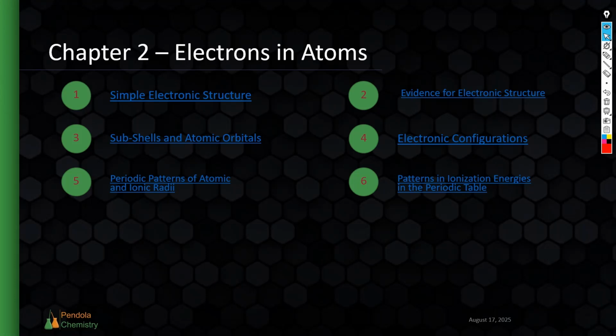In future videos, we'll cover Section 2, which is evidence for electronic structure, Section 3, which is the subshells and atomic orbitals, Section 4, which is electronic configurations, Section 5, the periodic patterns of atomic and ionic radii, and finally, we're going to end with Section 6, which is patterns in ionization energies in the periodic table and their causes.